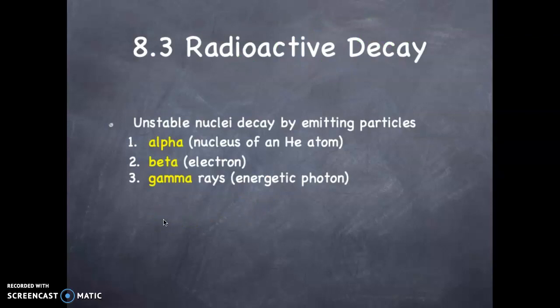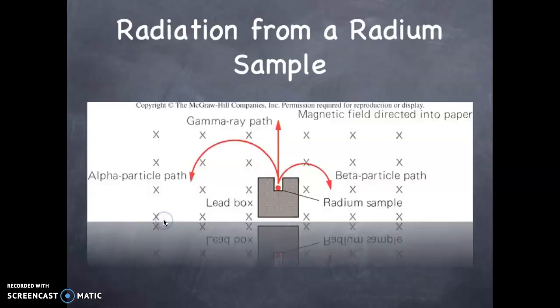Radioactive decay. Unstable nuclei decay by emitting particles. The first kind of particle that can be emitted is the alpha particle. It's the nucleus of a helium atom that does not have its electrons, so we call it a stripped helium atom. And the beta particle is merely an electron, and the gamma ray, energetic photons.